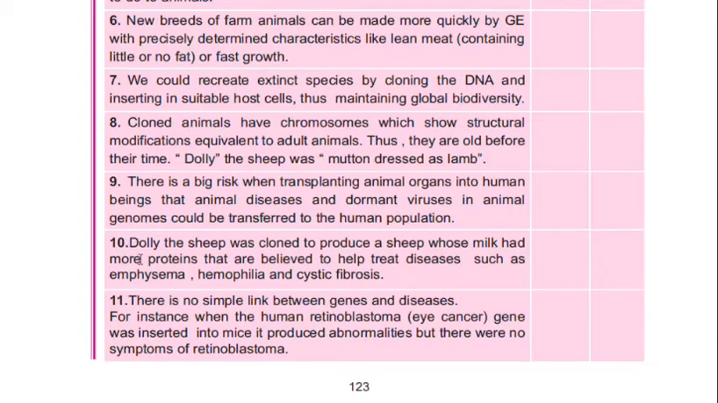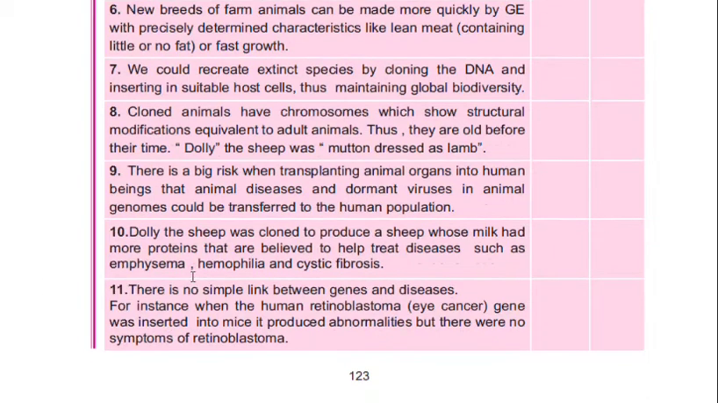10. Dolly the sheep was cloned to produce sheep whose milk had more proteins that are believed to help treat diseases such as emphysema, hemophilia, and cystic fibrosis. So we can use the milk of some animals, we can make their milk better, and more effective in treating some diseases, which is something positive. So 4.